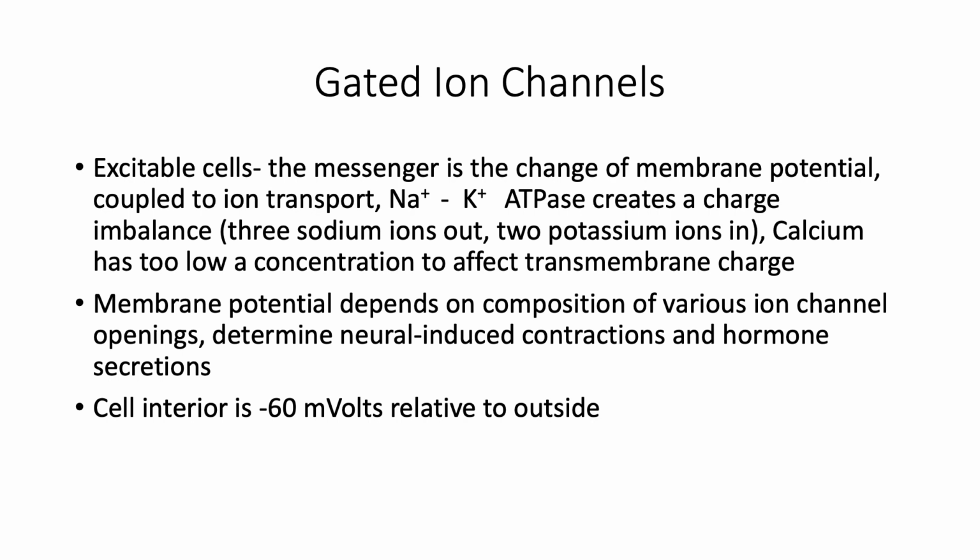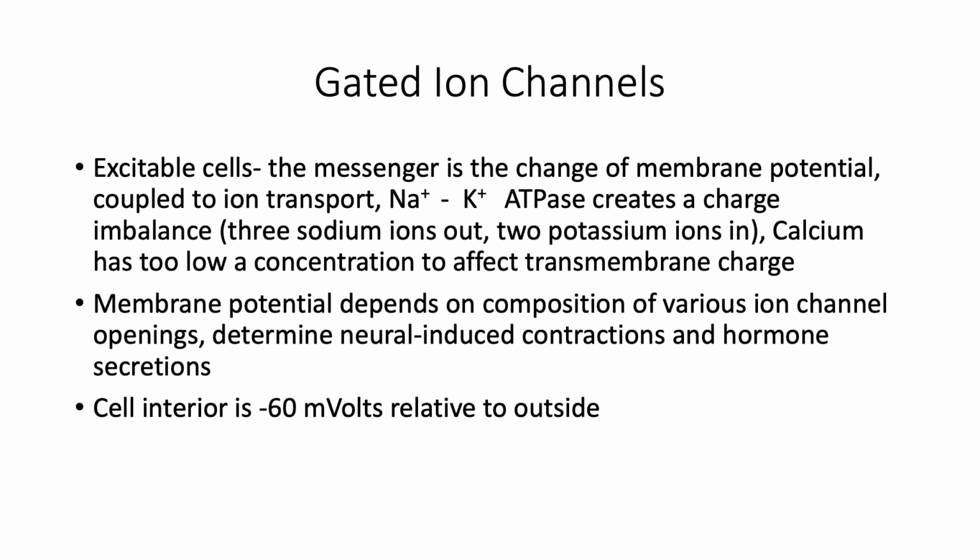Gated ion channels are really critical to much of this. We have excitable cells. This is where the messenger is the change of membrane potential. You couple this to an ion transport, such as a sodium-potassium ATPase, and this creates a charge imbalance because the system allows 3 sodium ions out and 2 potassium ions in. And the calcium concentration is too low to have any impact on the transmembrane charge.